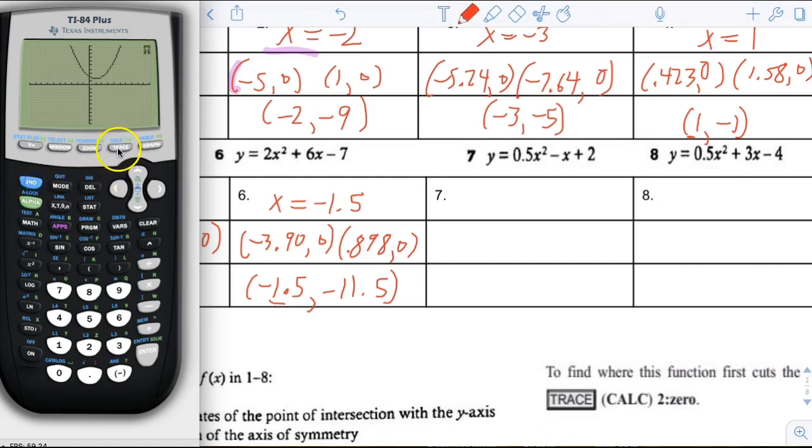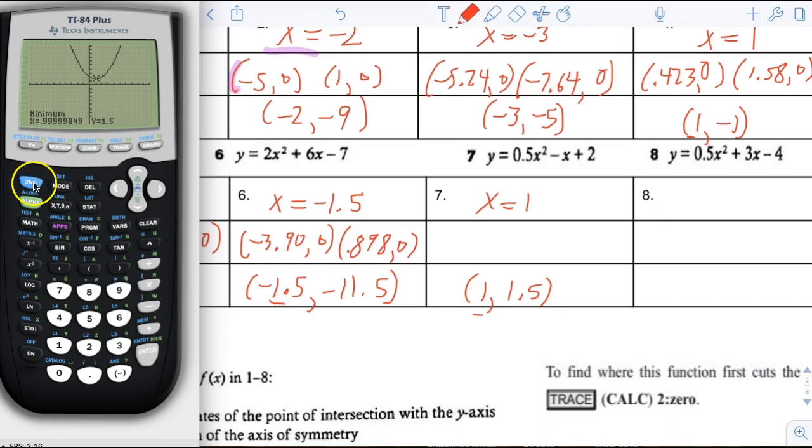Okay, and then we're going to do second calc min again to find the vertex. These are all opening up, so we always use second calc min. Move the left boundary slightly to the left of the vertex. Move the right boundary slightly to the right of the vertex. Hit enter. We hit guess. And 0.9999 is actually 1, comma 1.5. So 1, comma 1.5 is the vertex. So we know that the axis of symmetry is the x-coordinate of the vertex, so it's x equals 1.